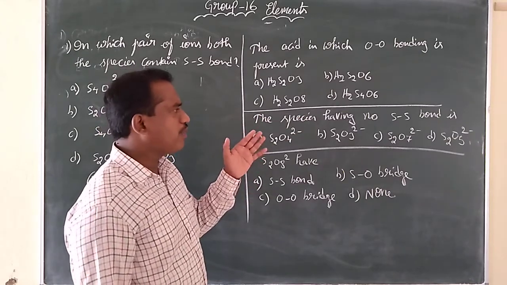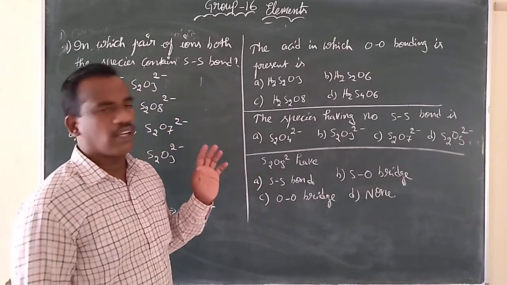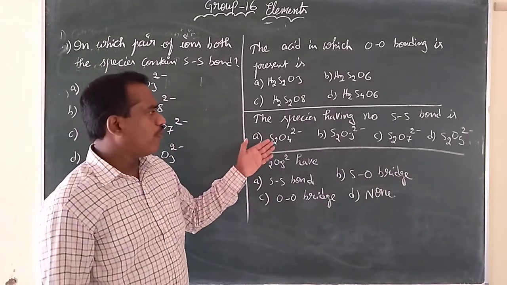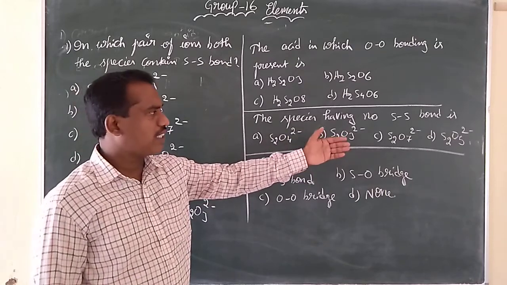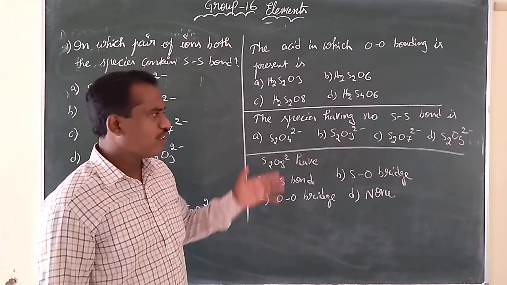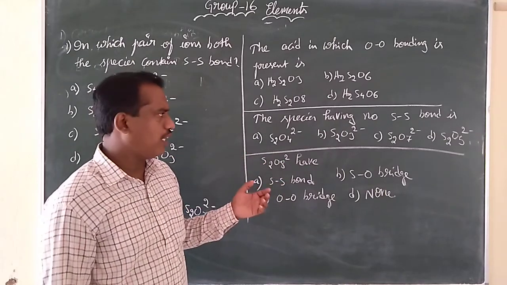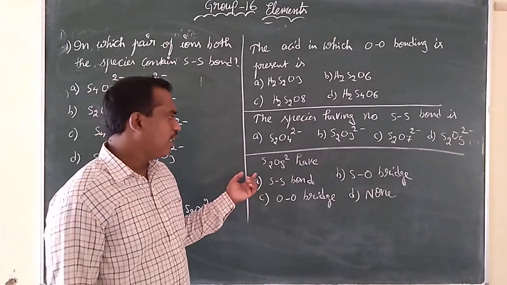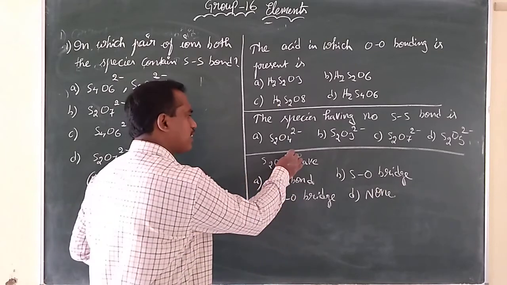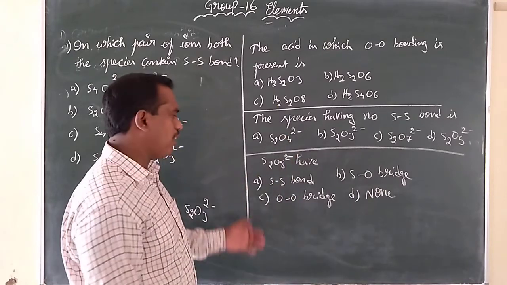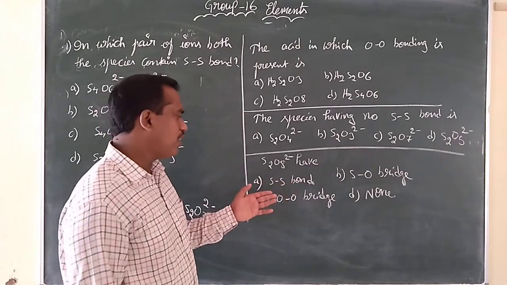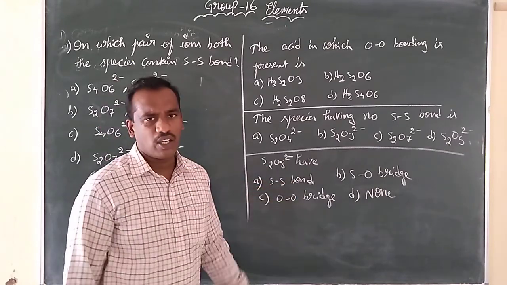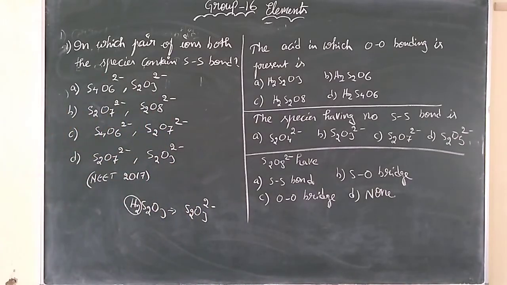The species having no sulfur single bond sulfurs: S2O4 2 minus, S2O3 2 minus, S2O7 2 minus, S2O5 2 minus. You must find out which does not have sulfur single bond sulfurs. S2O8 2 minus has sulfur single bond sulfur, sulfur single bond oxygen bridging, oxygen bridging, and none of the above. So write down. I will just pause to let you write these things.